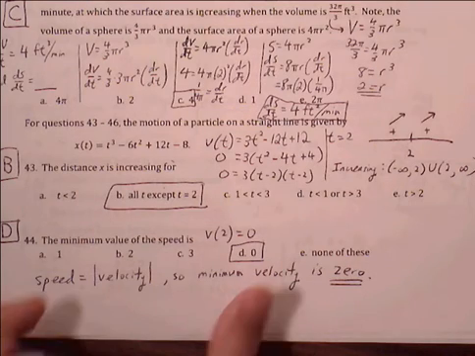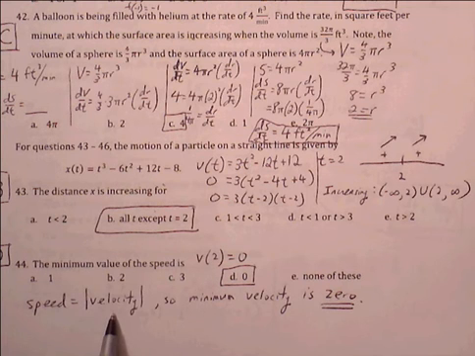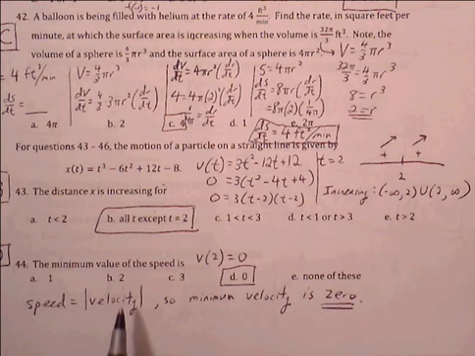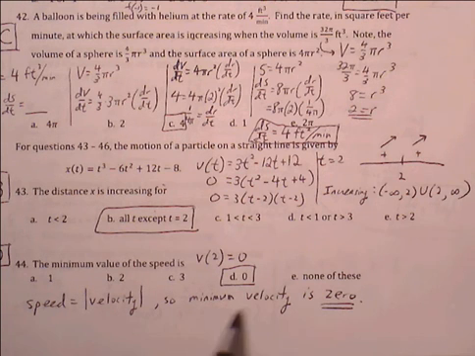The minimum value of speed is, now speed is the absolute value of velocity, right? So even any negative velocity will end up giving us a positive value for speed. If that's the case, then the minimum value for speed will be where velocity is 0. So the minimum speed is 0.